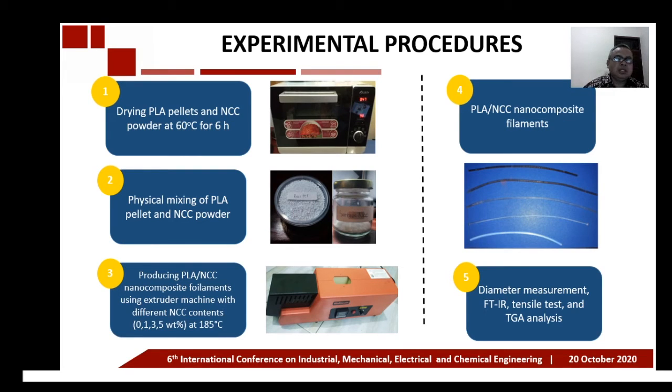After that, we produce filament using an extruder machine with different NCC contents, starting from 0, 1, 3, 5% of NCC at a constant temperature of 185 degrees Celsius. And after that, we can produce nanocomposite filament. This figure is the filament. After that, we do diameter measurement and also FTIR analysis, tensile test, and also TGA analysis.